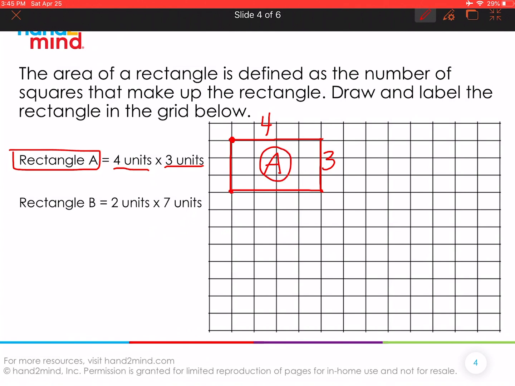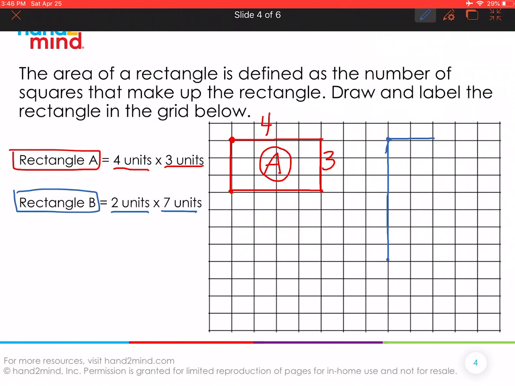Awesome. For our next one, for rectangle B, it is 2 units by 7 units. So again, I'm going to pick a starting point, and I am going to go horizontally. I'm going to go 2 units. So that's just 1, 2 units. Then I'm going to go down from the left side, starting at my starting point, 7 units. So that's 1, 2, 3, 4, 5, 6, 7.